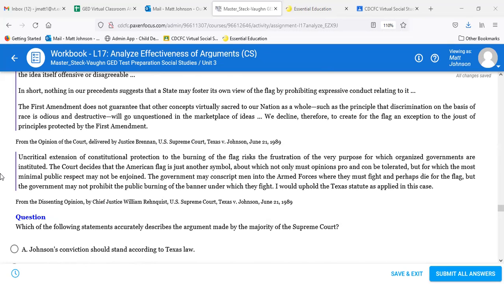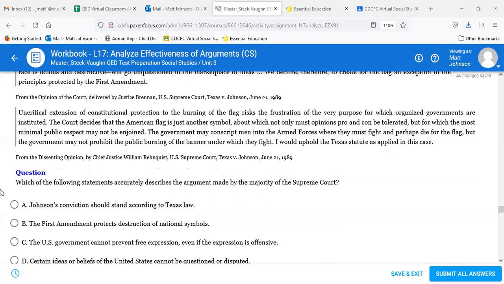So he's basically stating that it's more than just a symbol. And he's making the argument that soldiers in our armed forces die for the flag. And by that, he is stating that he would uphold the statute. Of course, he lost. He was in the minority opinion. That's the dissenting opinion.